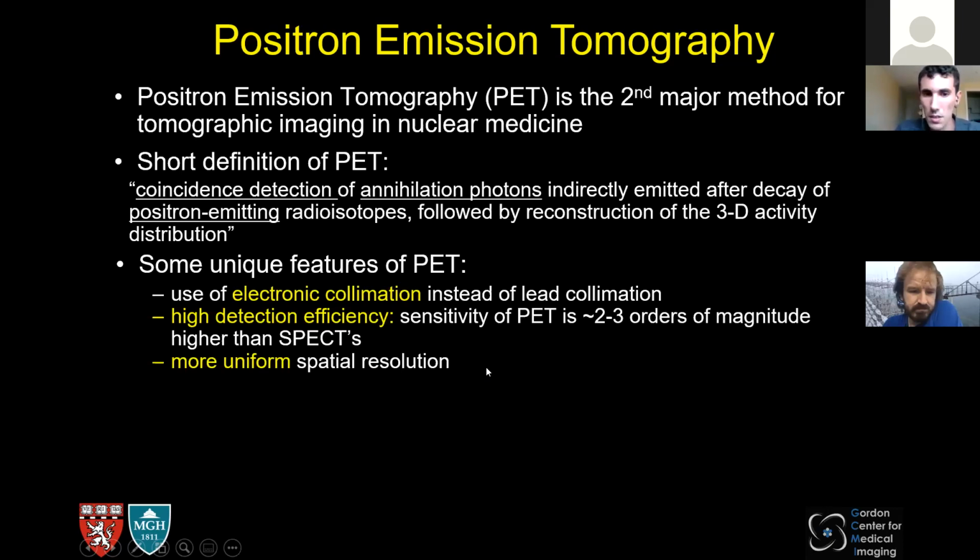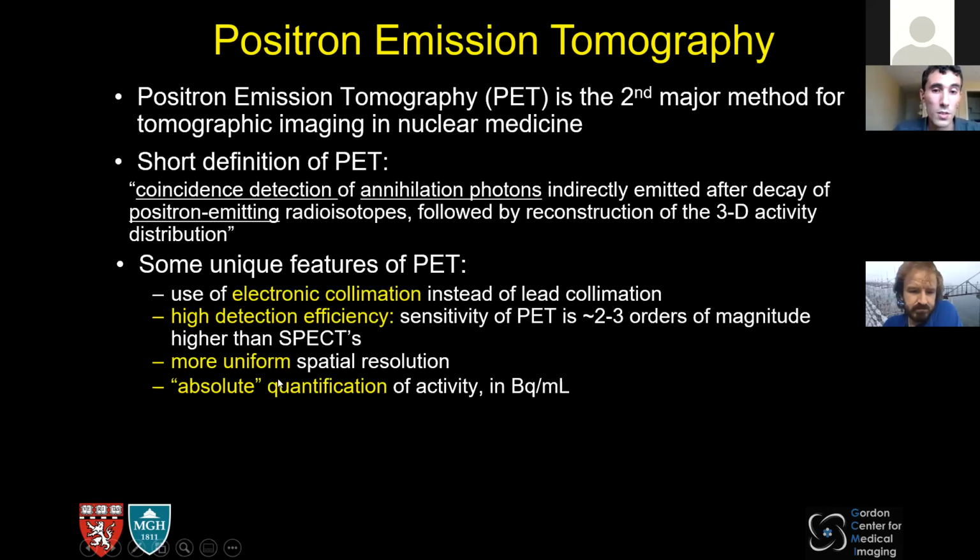As you may recall, in SPECT, the spatial resolution is very much dependent on the distance from the source to the collimator. Because we do not have collimators in PET, we do not have this type of effect. So the spatial resolution of the images is much more uniform. They are not fully uniform, as we'll see later, but they're more uniform, and that's clearly an advantage, okay? Because you can image the patient's organs with pretty much the same accuracy, basically.